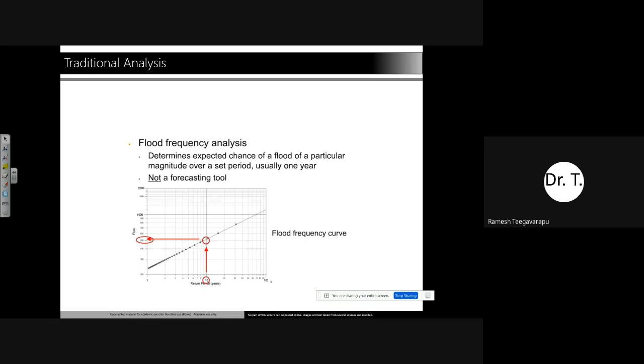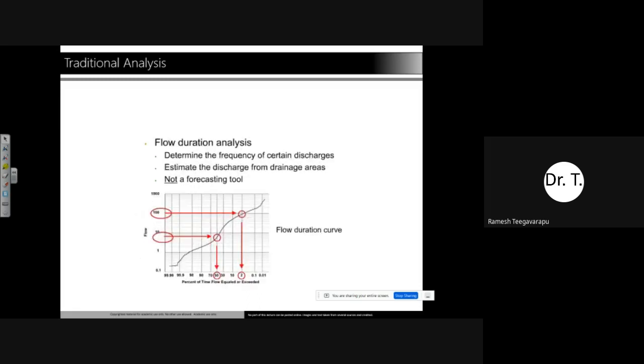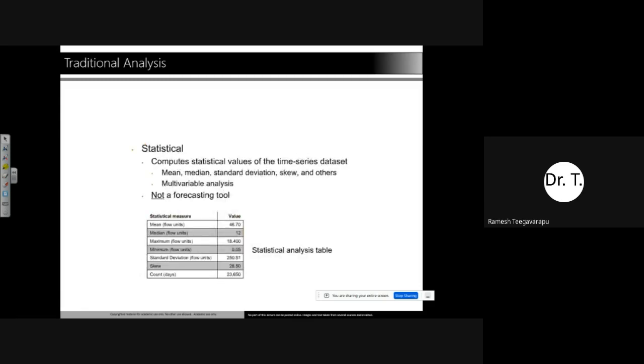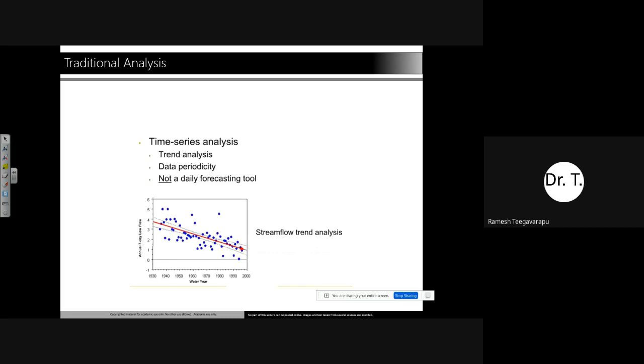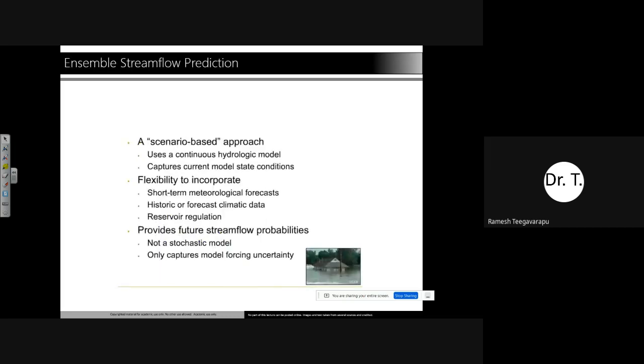So typically what we do when we do a flood frequency analysis, we basically take the historical data, make sure it's non-stationary or stationary, depending upon what our requirements are, and then look at the return period and then try to estimate the flow. It's not a forecasting tool. It generally gives you an idea about what might happen in the next 100 years. And we also do flow duration curve. Again, it's not a forecasting tool. Statistical data evaluation, we just calculate all the statistics, but that's not, again, a forecasting model. Trend analysis is not a forecasting model.